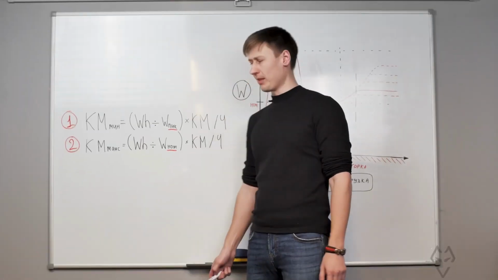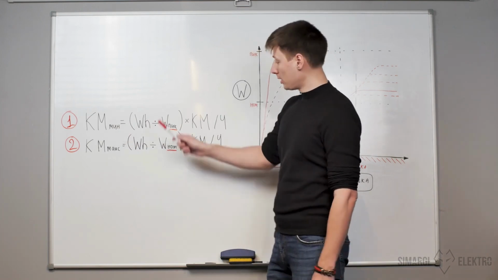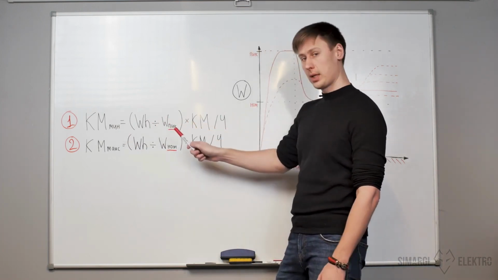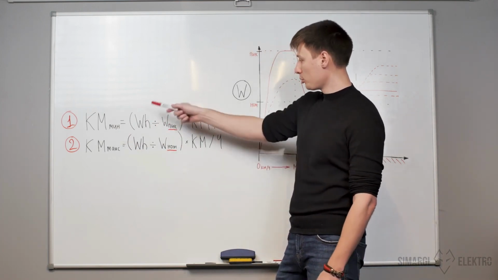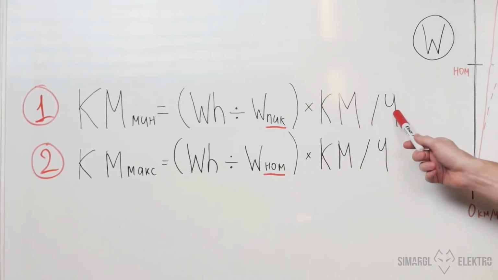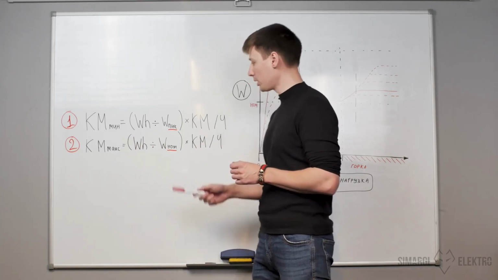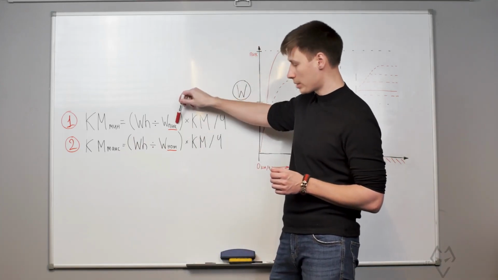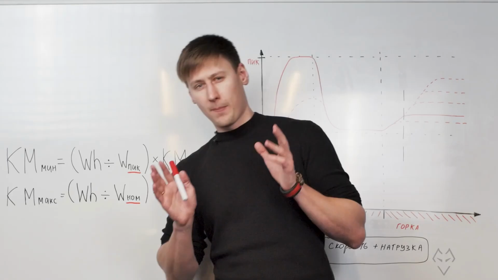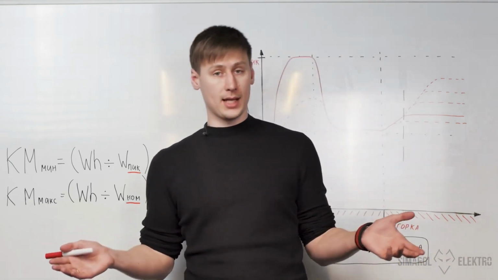Let's move on to the formula. The range is equal to the battery capacity in watt-hours divided by the motor power, and the resulting number is multiplied by the vehicle's speed. The minimum and maximum range differ only in that for the first formula we use the peak motor power, and for the second, the nominal power. Seems simple enough, but where do you get these numbers?